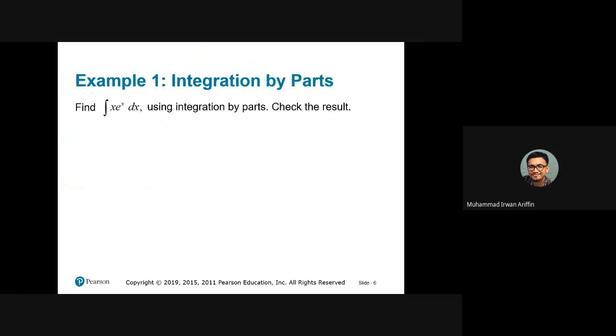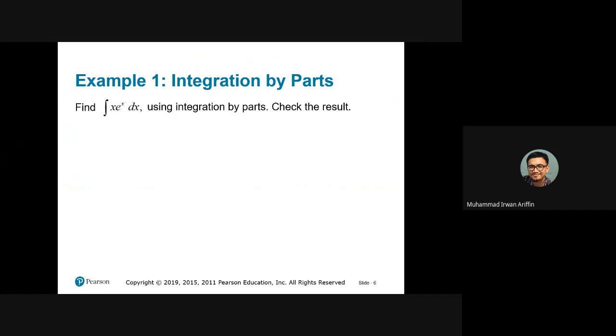Now, don't worry. Integration by parts is simply a technique to make the integration easier. Sometimes it is not directly clear, or it is a bit complicated to identify the pattern. When you find it complicated, you can always use integration by parts. So let's say we have x times e to the power of x as the function. Let's use integration by parts, and then we need to check the results.